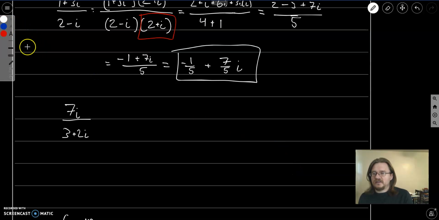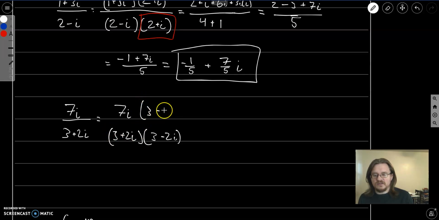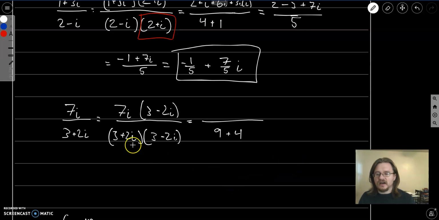So here, I've got 7i divided by 3 plus 2i. Again, I don't like having those imaginary numbers on the bottom of the fraction. So what I'll do is I will multiply by the conjugate. And then whatever I do to the bottom, I have to do to the top. So here, on the bottom, again, we can simplify this quite nicely. So 3 plus 2i times its conjugate is going to be 3 squared, which is 9, plus 2 squared, which is 4. Easy peasy. All we have to do is recognize that these are conjugates.